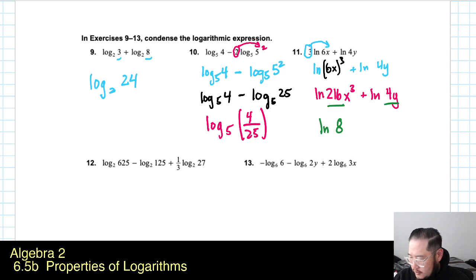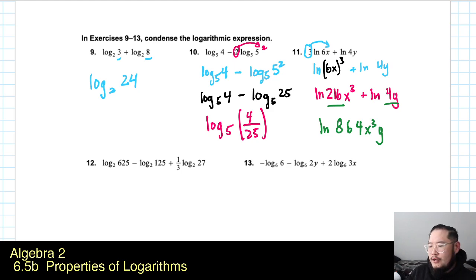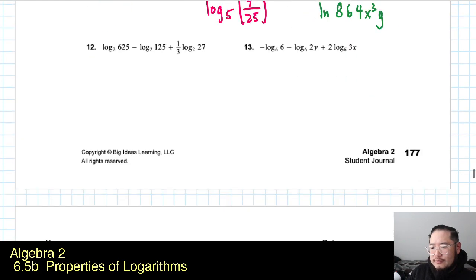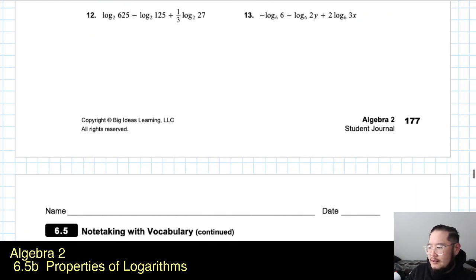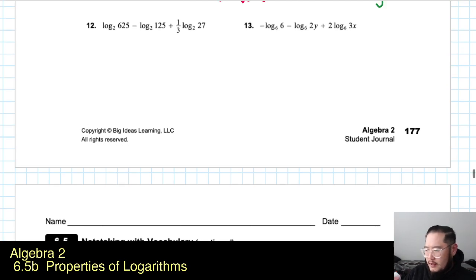X to the third y. And there you go. We have now simplified number 11. All right, so when you look at these problems, make sure you deal with the power property first before you start doing all kinds of other things with the quotient and product properties.